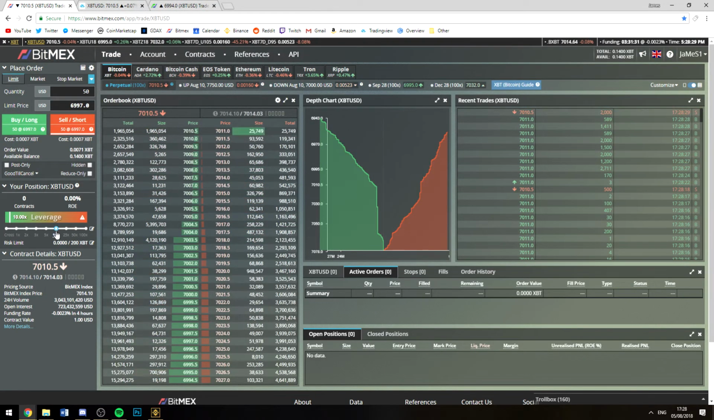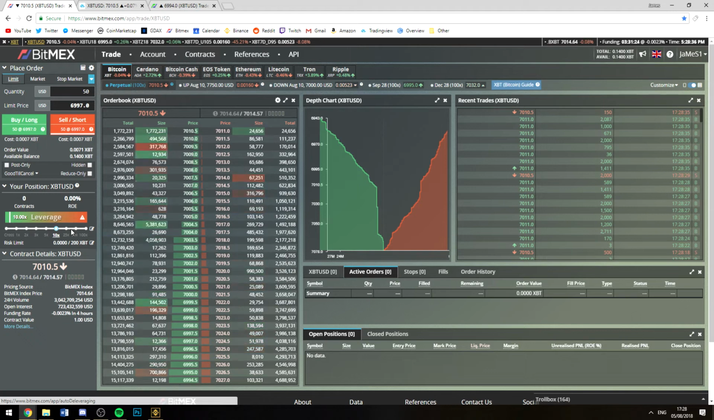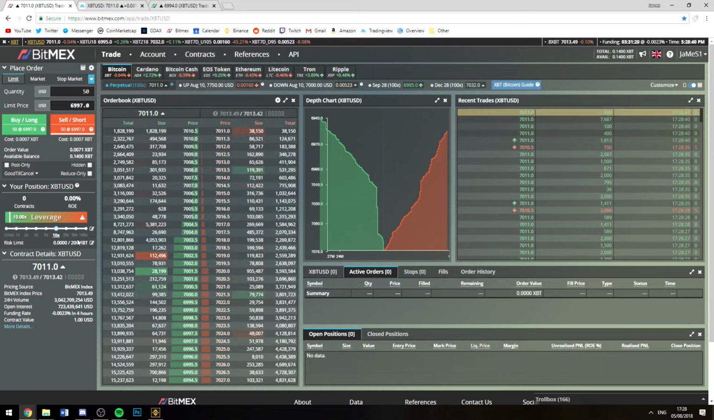Now, I don't recommend using more than 10x, and more recently I haven't been either, because the higher your leverage is, the closer to the current price your liquidation price is. And if I can tell you one thing, you do not want to be liquidated.